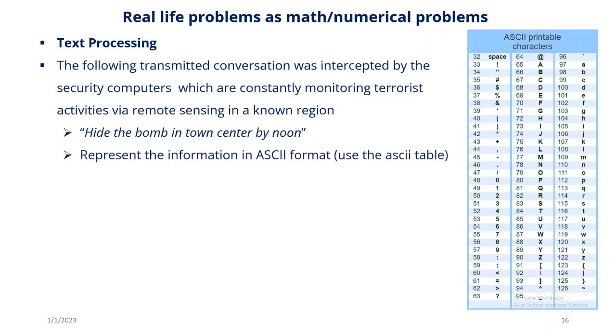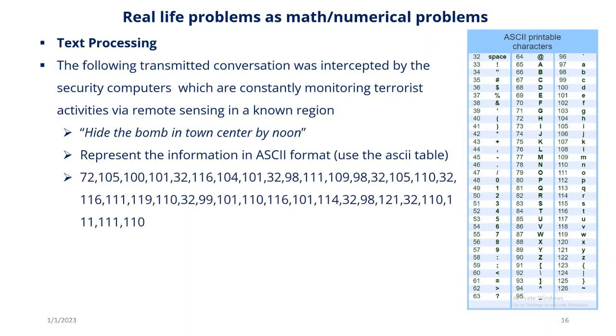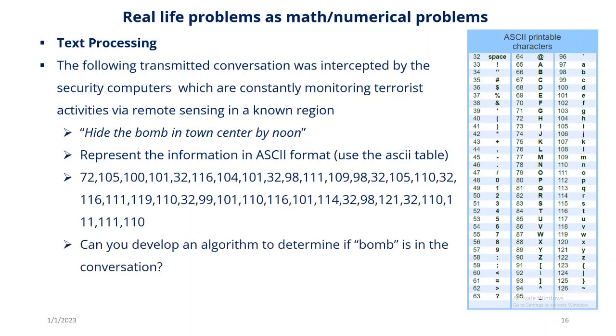Yes. First, represent the information in the ASCII code format using the ASCII table, and this is what we get. So can we write an algorithm to determine if bomb is in the conversation? Yes. All we need to do is write the program so that it is checking for the ASCII equivalent of each of these letters in the conversation. So the first B, as we know from here, is 98.